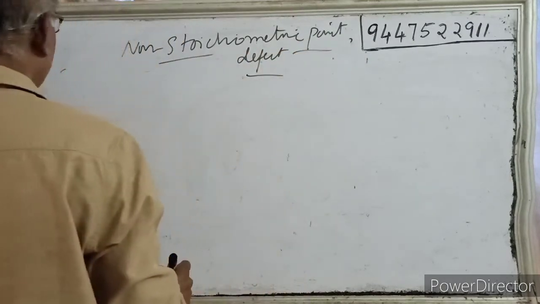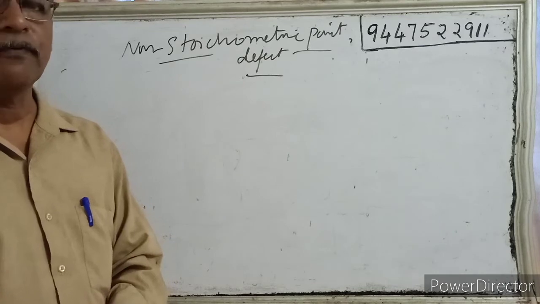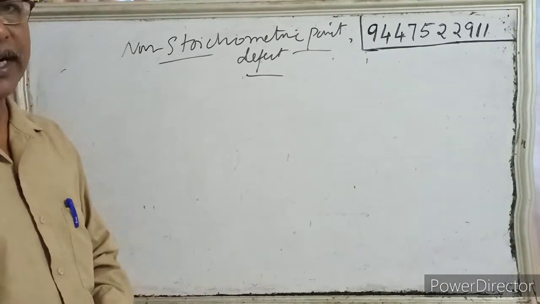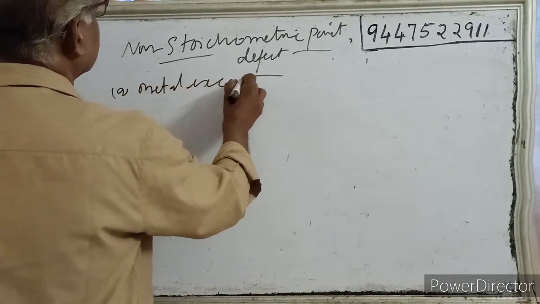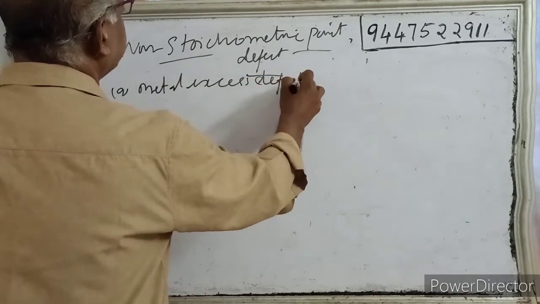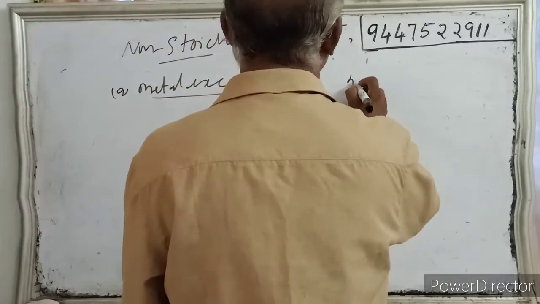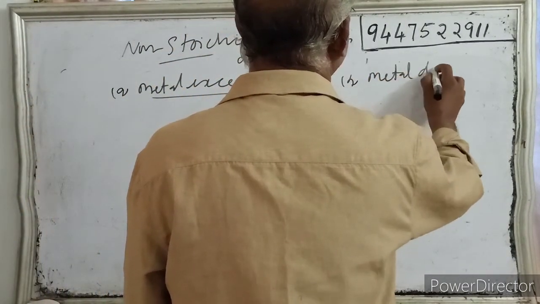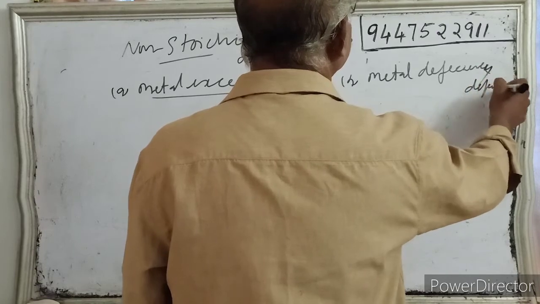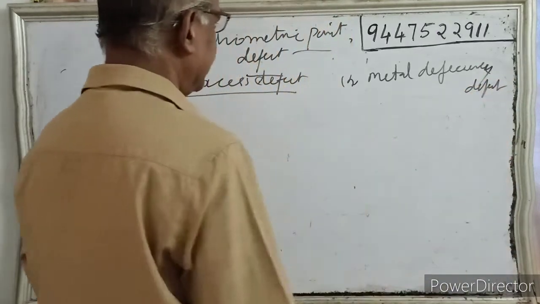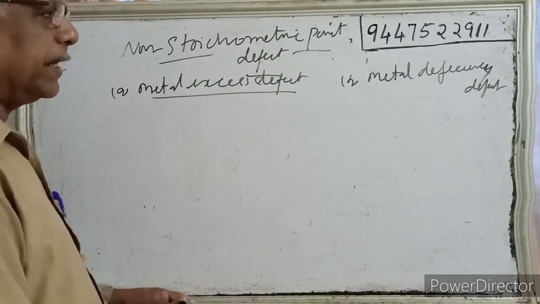What is a non-stoichiometric compound? The ratio of the different atoms in the compound will be different from the formula. So they are of two types. One is metal excess defect, and second is metal deficiency defect. Metal excess defect and metal deficiency defect, two types. And first you have to study about the metal excess defect.